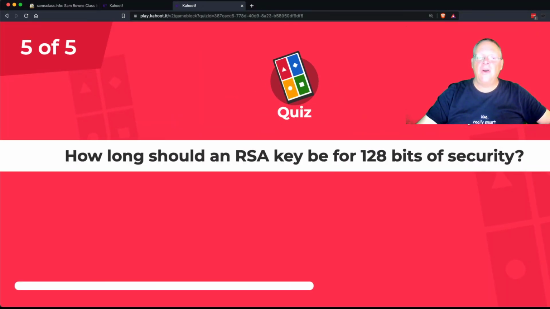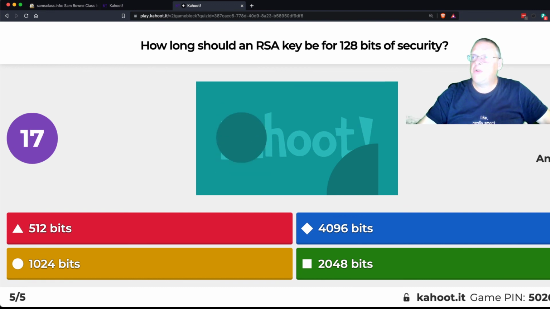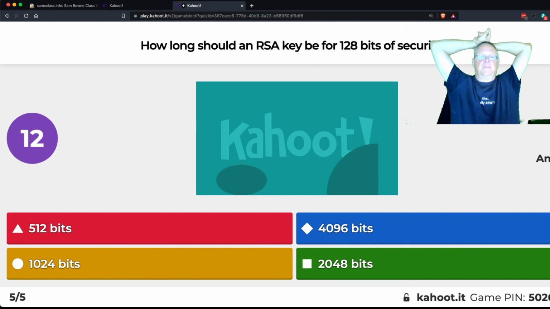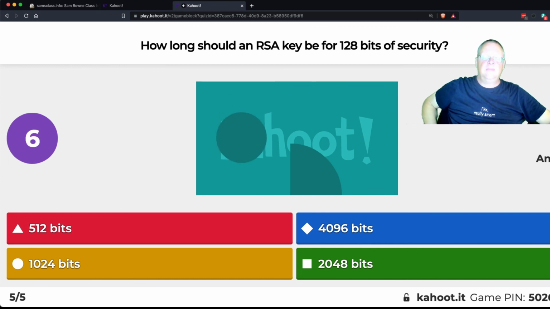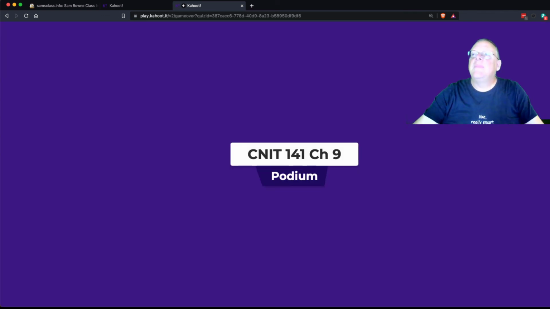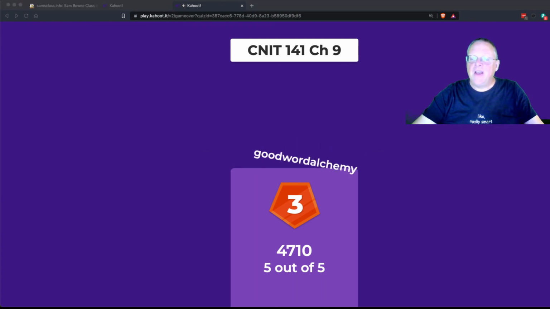All right, how long should an RSA key be for acceptable security? 128 bits. Yep, 4096 is the current recommendation. Good. All right. Yeah, that's what I mean. I just want to know the basic facts, not all the complicated stuff.